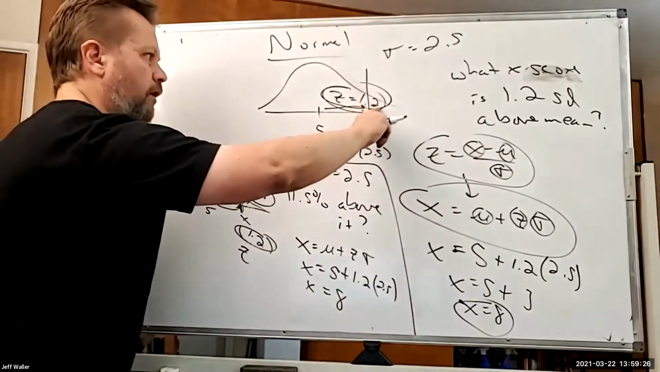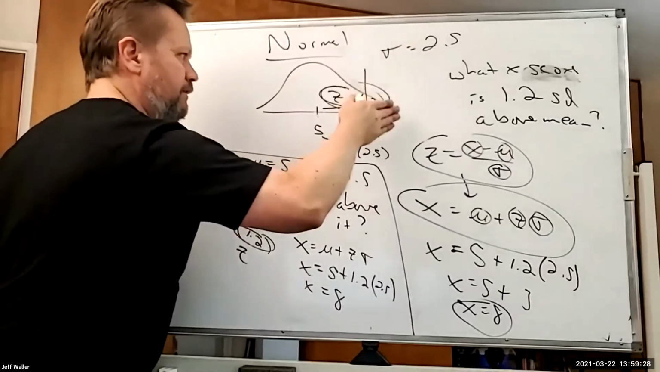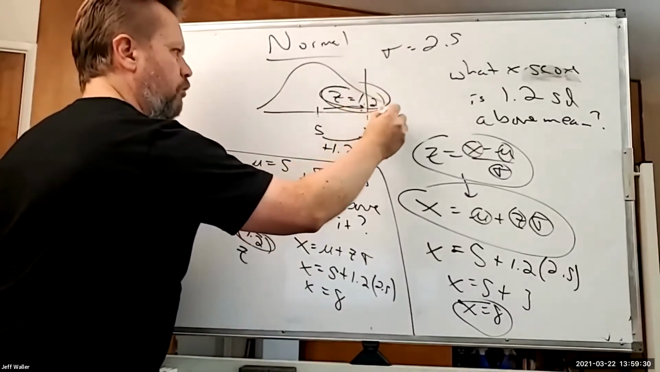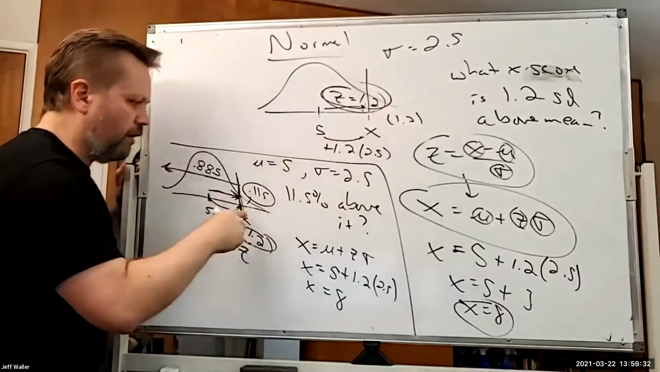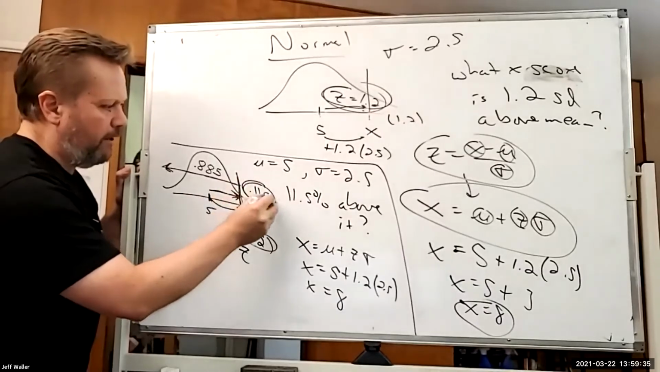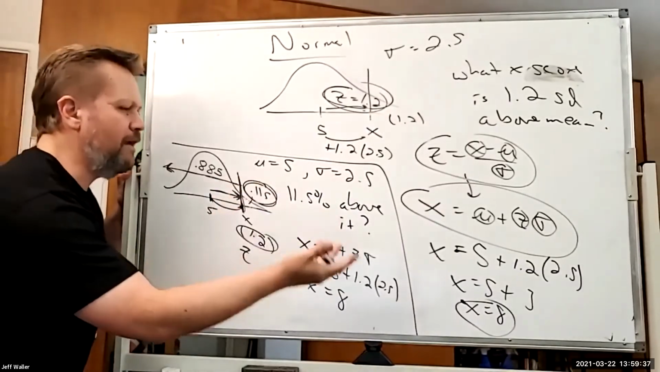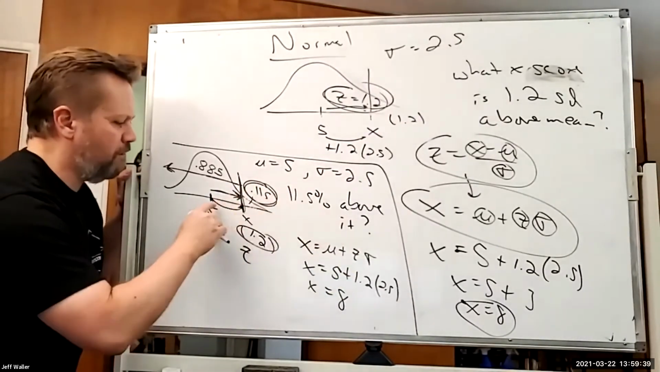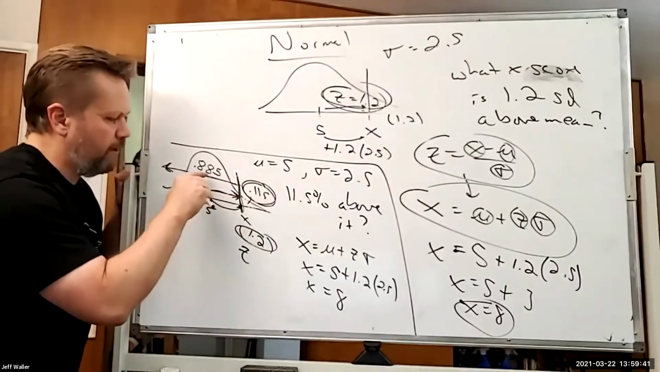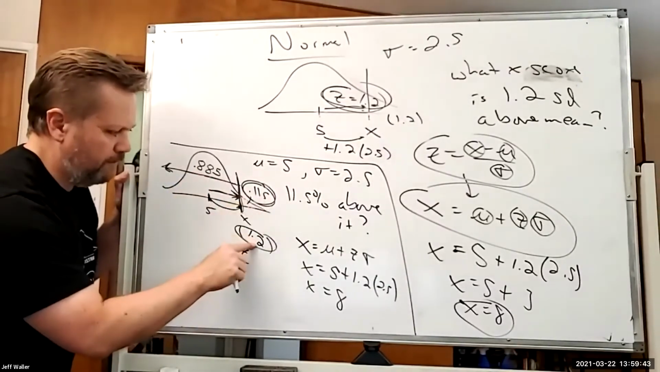This was easier because I gave you the z-score, so you knew you had to go 1.2 steps. Here, I gave you what area I wanted. You're like, damn it, why didn't you tell me how many steps? Oh well, okay, so I'll figure out how many steps I've got to go.